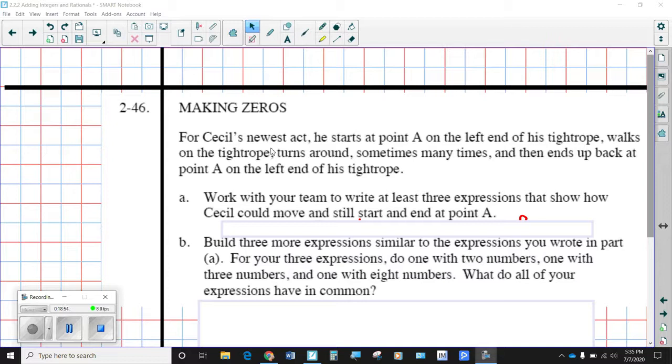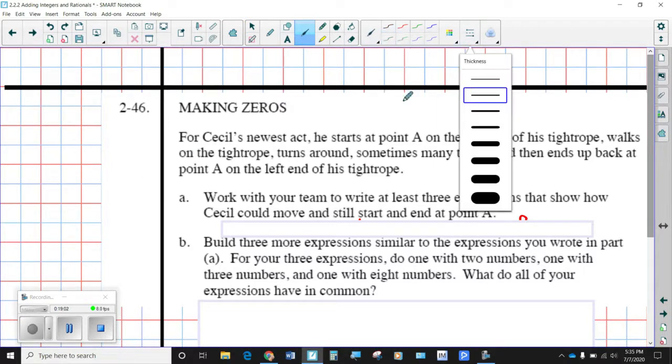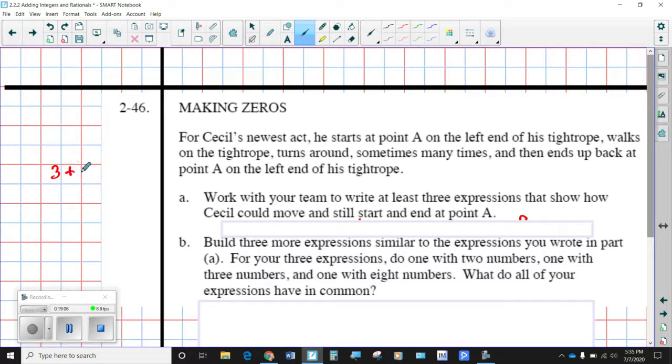Okay, so what we're going to do here, if you did 3 expressions, there are so many different ones that you can do. I didn't bother writing them down, but you could have done 3 plus, now let's say 13 plus -13. You could have taken -28 plus +28. There are tons of them. What do we notice about them? They all end up equaling 0, correct?